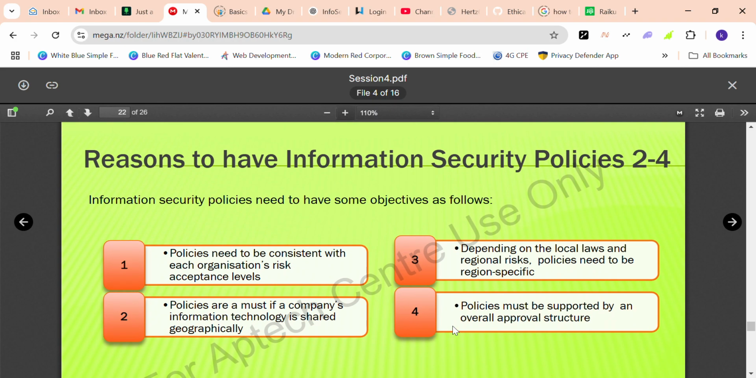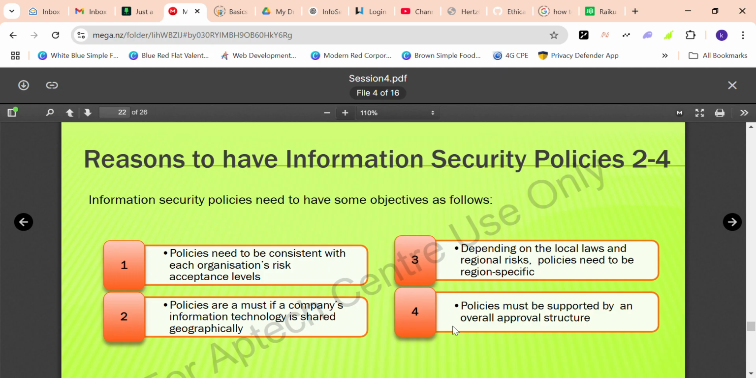Reason to have information security policy. Now, information security policy needs to have some objectives as follows. Number 1, policy needs to be consistent with each organization's risk acceptance level. It has to be consistent with each risk policy, and it must be at an acceptable level.